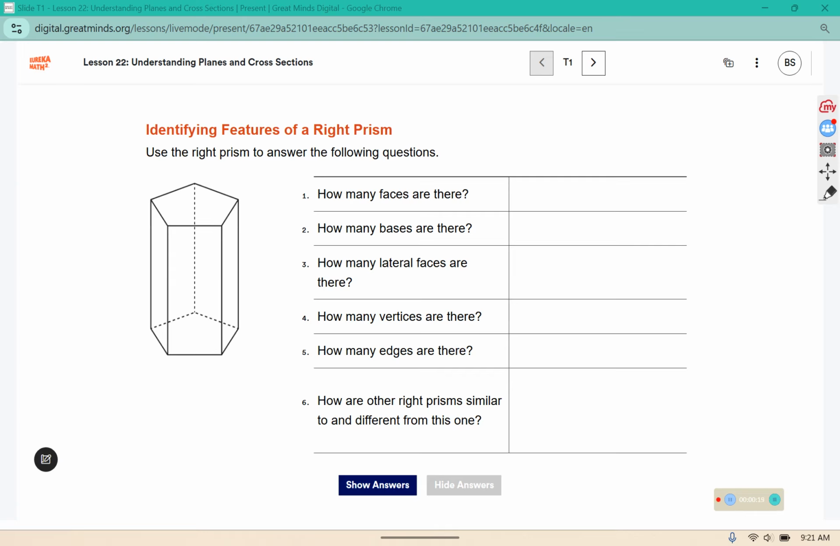How many vertices are there? Vertices are where they connect. So all these little points where they connect. How many vertices are there?